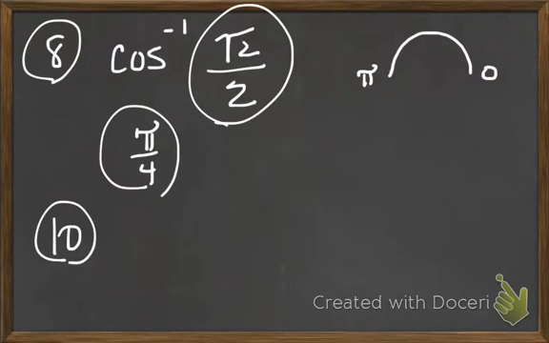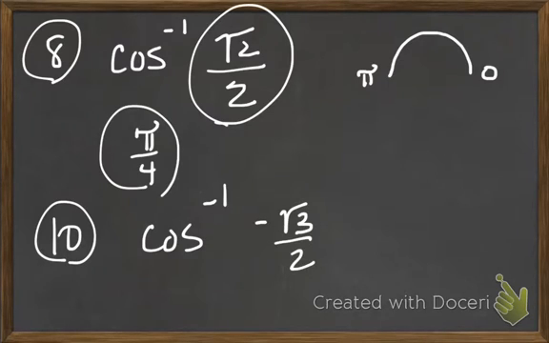Number 10. Inverse cosine, negative square root of 3 over 2. In other words, what angle has a cosine value of negative square root of 3 over 2? Can't have negative pi over 6. It's not in our restricted area. It's got to be between 0 and pi.